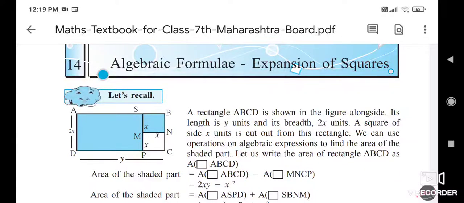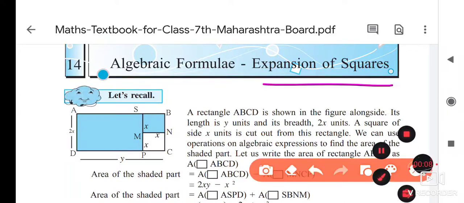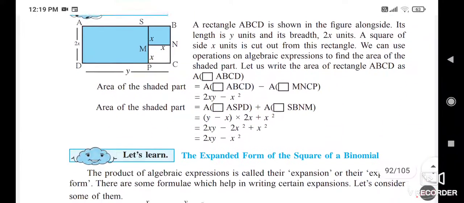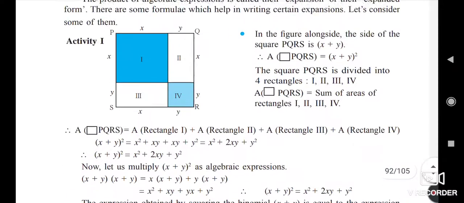Hello students, lesson number 14, algebraic formulae, expansion of squares. Under this lesson, today we are going to see the next expanded form of a square binomial.